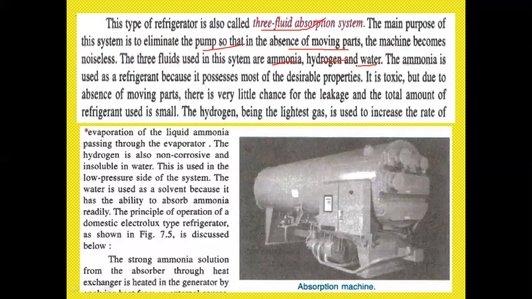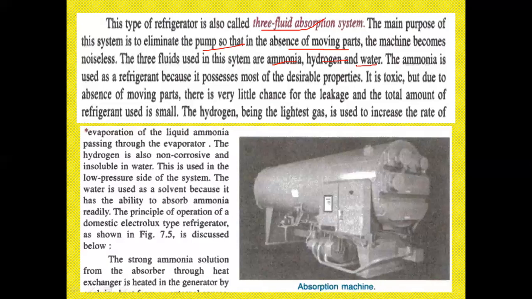The hydrogen, being the lighter gas, is used to increase the rate of evaporation of the liquid ammonia. As we have discussed earlier, the liquid ammonia plays a vital role in this process. This is used in the low pressure side of the system. The water is used as a solvent because it has the ability to absorb ammonia readily.